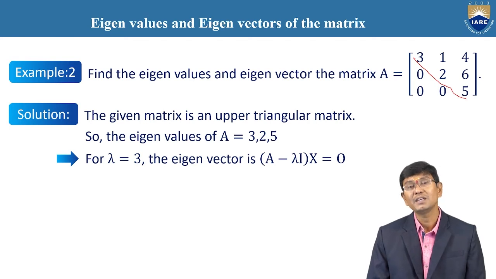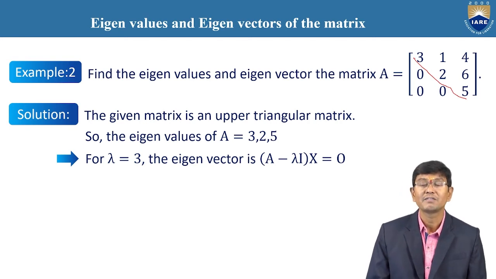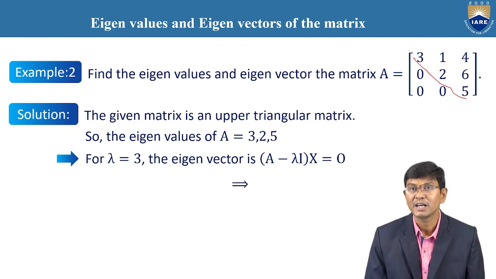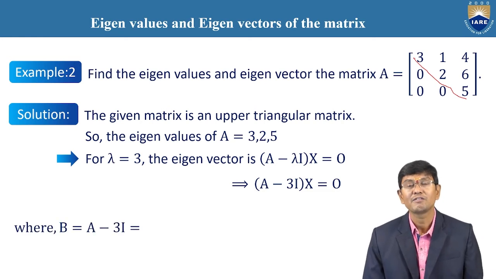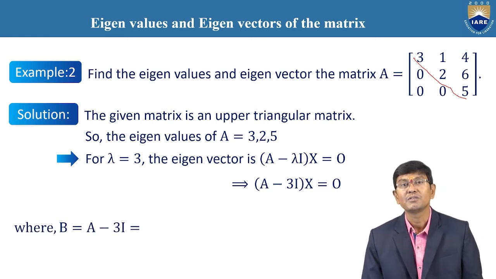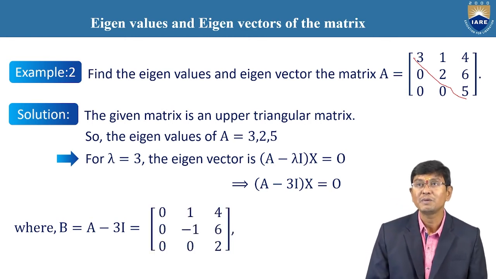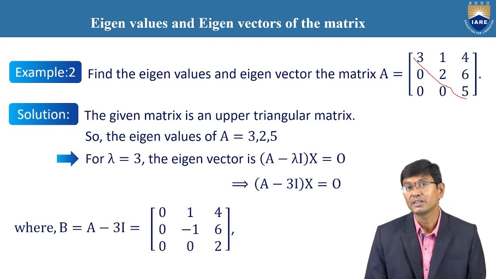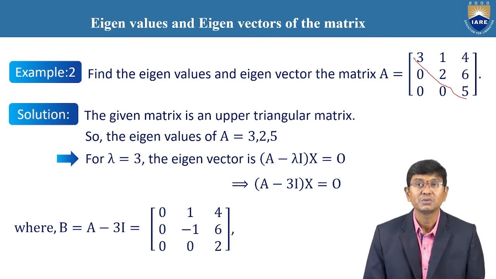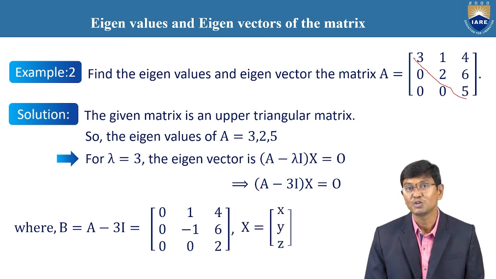Therefore, for lambda equal to 3, the eigenvectors of the given matrix satisfy (A minus lambda I) X equal to 0, by replacing lambda with 3. Therefore, we obtain (A minus 3I) X equal to 0, where X is a non-zero eigenvector. Assume that B is equal to A minus 3I. After replacing the diagonal elements with lambda equal to 3, the given matrix is reduced to [[0, 1, 4], [0, -1, 6], [0, 0, 2]].